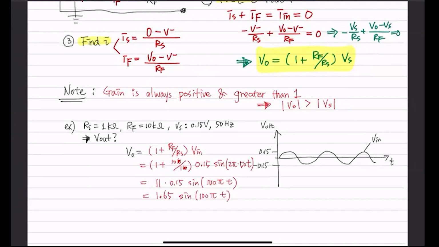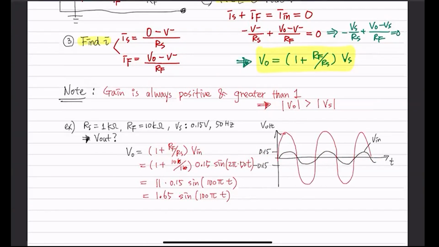All right? If we had an input signal like this, a sine wave with an amplitude of 0.15 volts, then your output waveform should look like this.